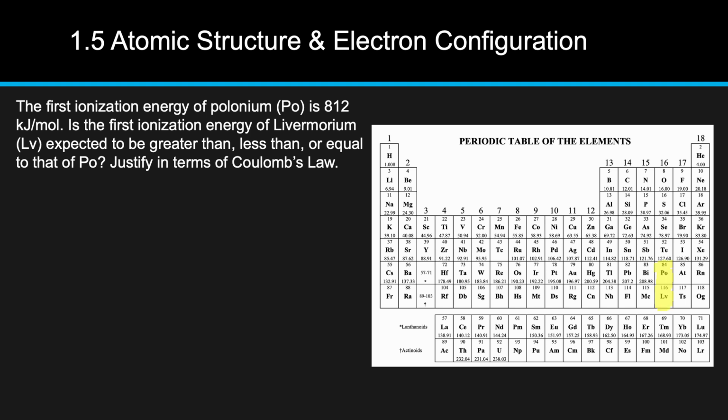Now the 2 elements we're looking at here are Po and Lv. And as you can see, Po is going to be in the 6th energy level, and Lv will be in the 7th energy level. So the valence electrons in livermorium are farther away from the nucleus than they are in polonium. So if polonium has an ionization energy of 812, we know that the ionization energy of livermorium is going to be less than that because it's going to take less energy to remove those valence electrons because they're farther away.